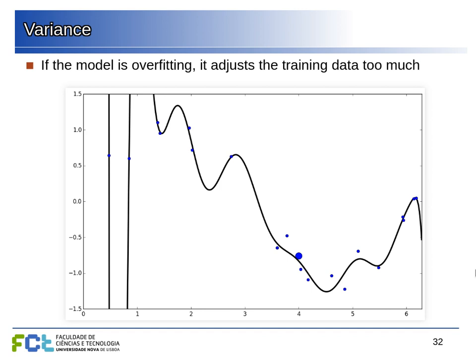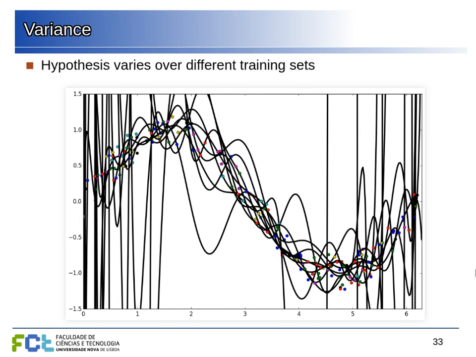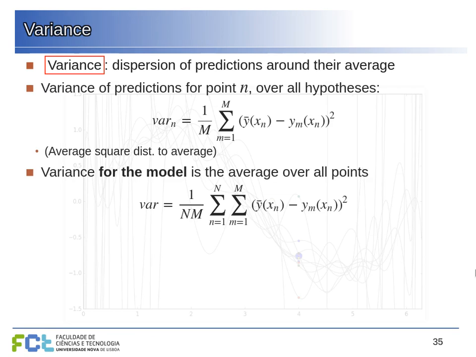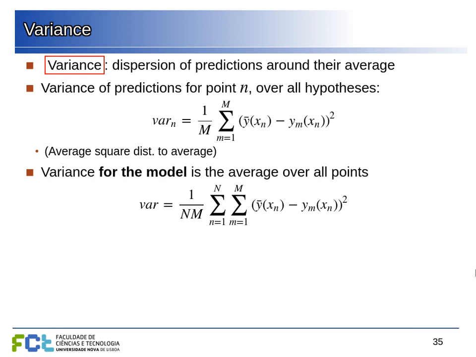So if this happens, then for each sample we get, the hypothesis can be very different from the previous hypothesis. It can vary widely from one sample to the other. And so when we look at the predictions for a given point, there is a wide dispersion of these predictions, depending on which data points were used to train the model in that instance. So this is the definition of the variance for point n: the average of the quadratic distance between the average prediction and each of the predictions.